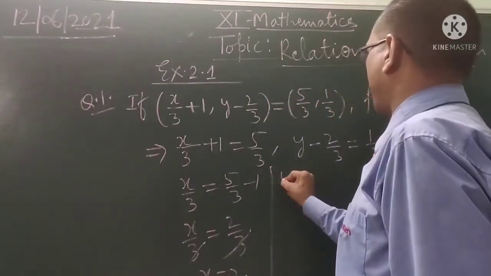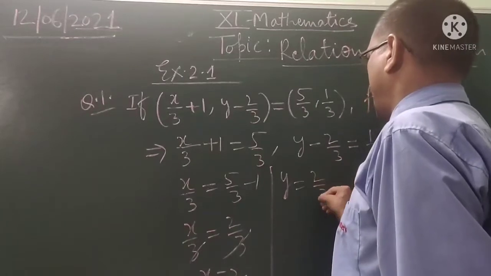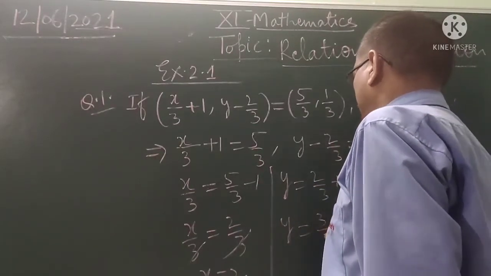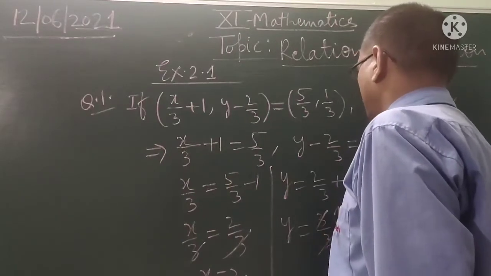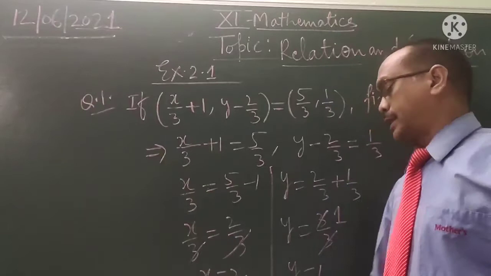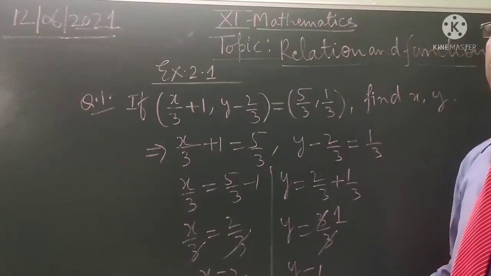And y equals 2/3 plus 1/3, which gives you 3/3. 3 ones are 3. So y equals 1. The value of x is 2 and the value of y is 1.